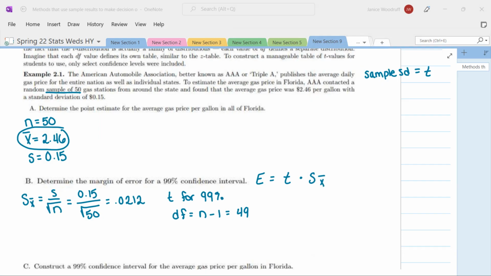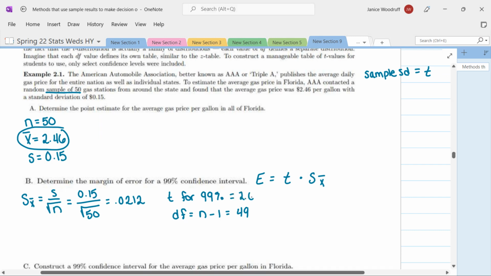Okay, so using the chart is actually easier, I think, than doing this in the calculator. And let me show you why. Because remember, when we did the z in the calculator, we had to subtract from 1 and then divide by 2. You have to do the same thing here. So in our calculator, here's what we're going to do. We're going to do 1 minus 0.99, which gives us 0.01. Then we're going to do 0.01 divided by 2, which is 0.005.